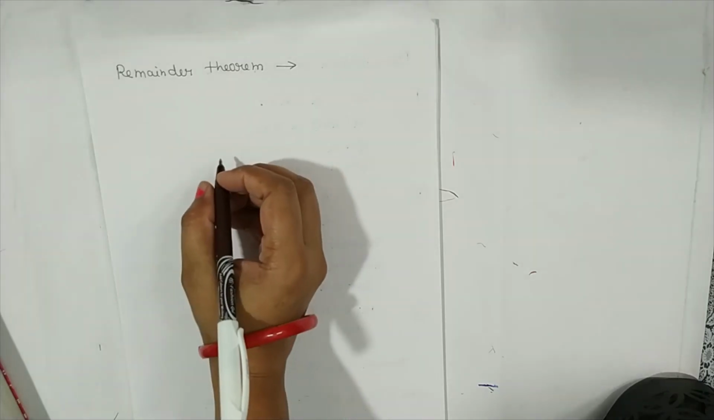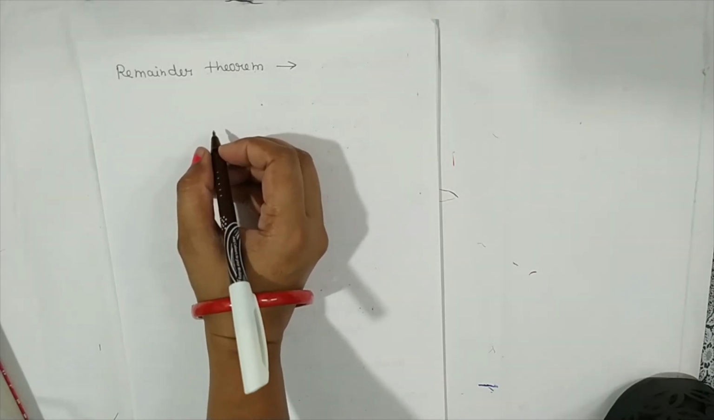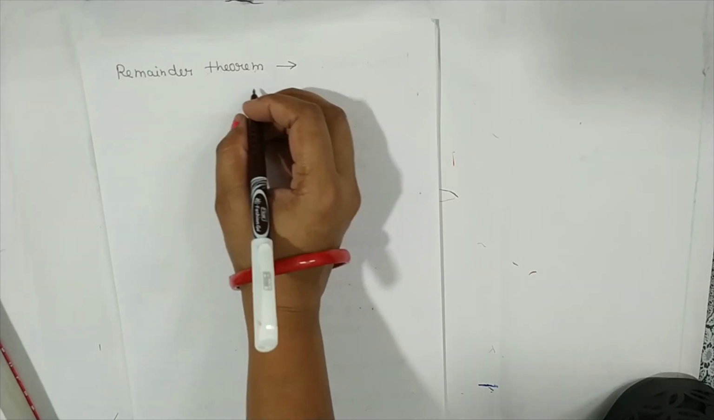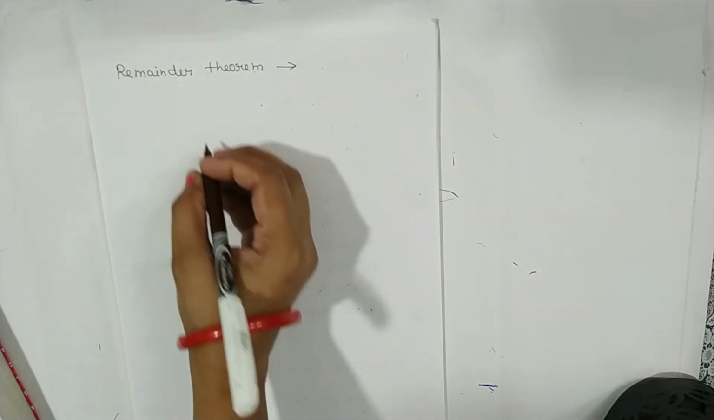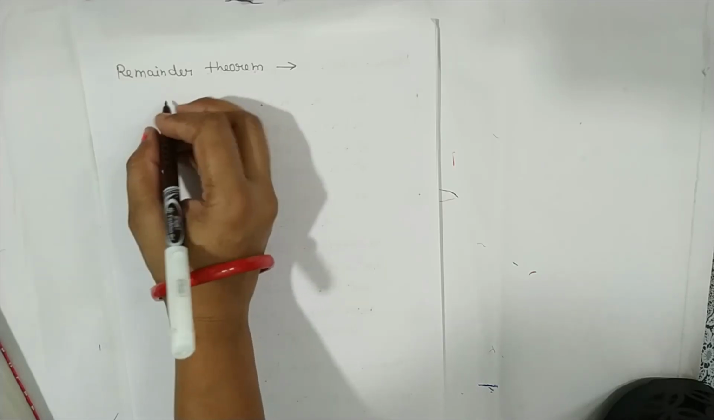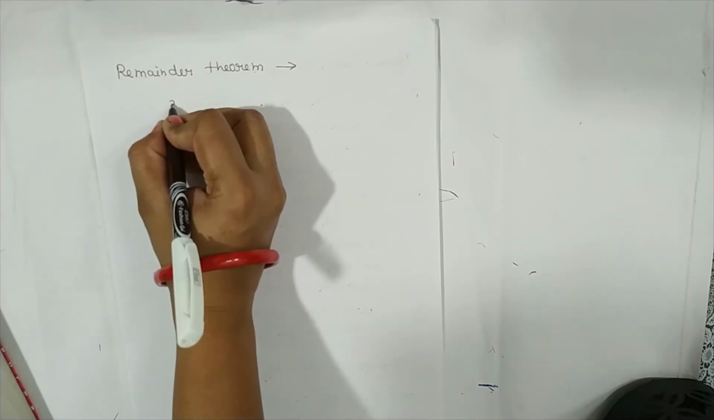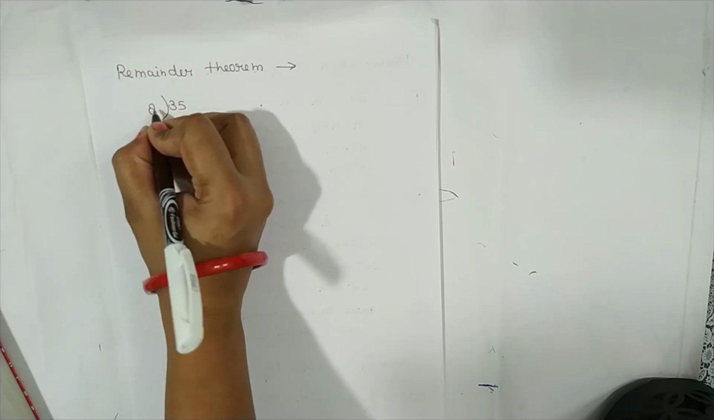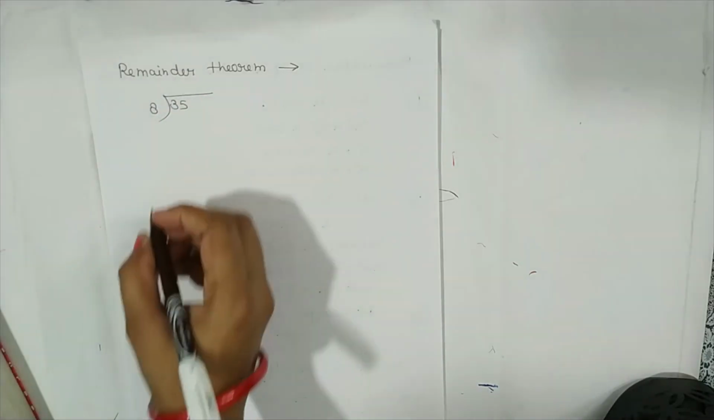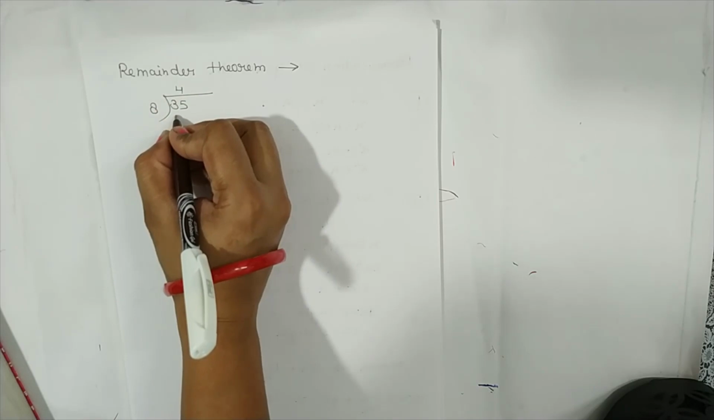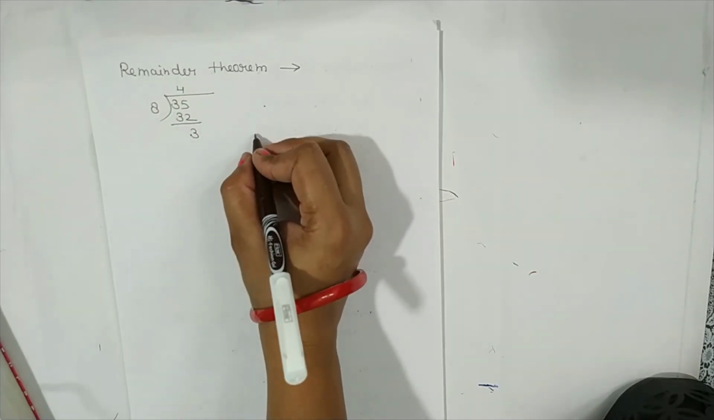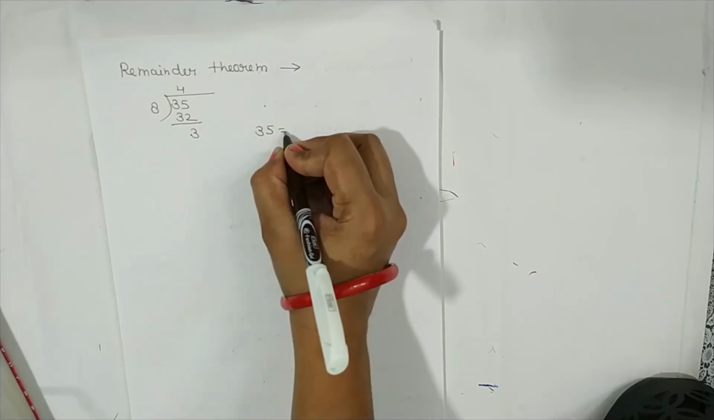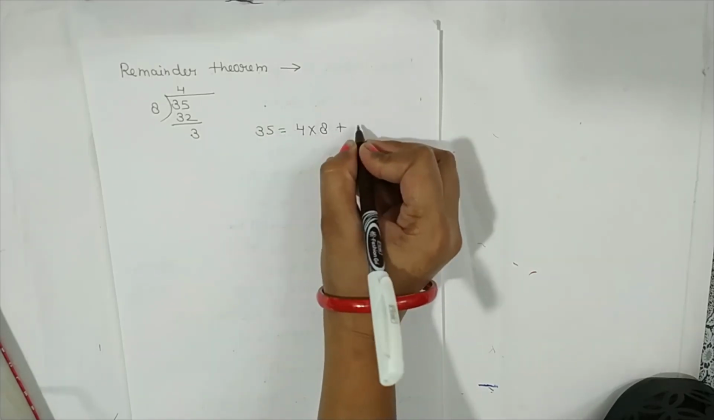In this video we will discuss the remainder theorem. Before knowing about the remainder theorem, we observed the division of a polynomial by a non-zero polynomial. Suppose I am taking an example: 35 divided by 8. 8 4s are 32, and 3 is the remainder. So it can be written as 35 is equal to 4 into 8 plus 3.